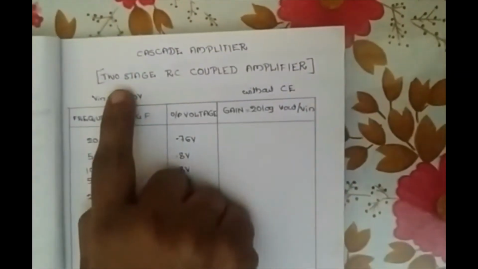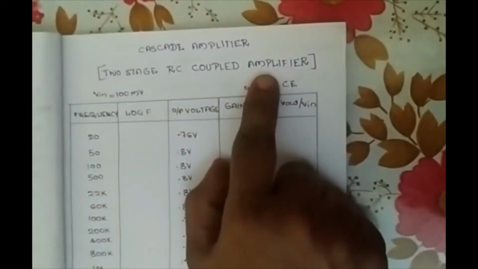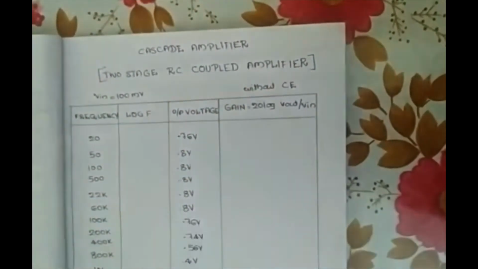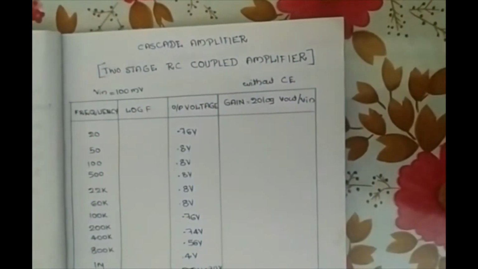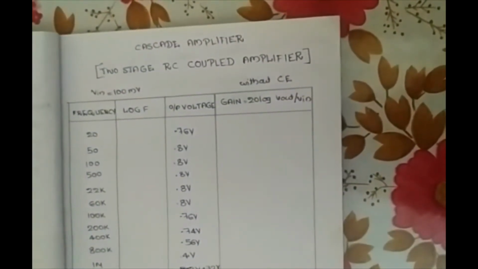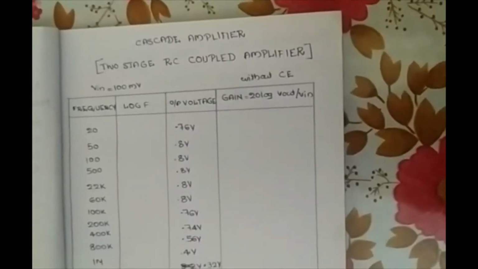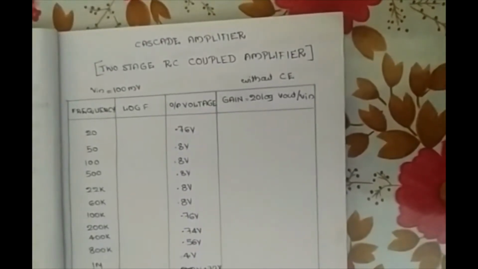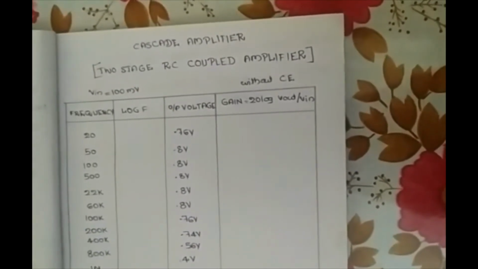This is the observed reading of two-stage RC coupled amplifier without CE. We all know that if CE is not connected, some voltage is developed across RE. This voltage drop produces a negative feedback to the circuit. Therefore, output will not be properly amplified.